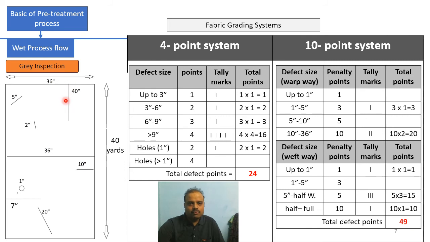So this is the 40 inch warp way defect, and the second defect here is 20 inch, right? So 20 inch and 40 inch are the 2 major defects in the warp direction. Those carry 10 penalty points, 2 tally marks. So just multiply 3 into 1 is 3, and 10 into 2, it becomes 20. Similarly, we plotted the weft way defects and marked tally marks, and ultimately the total defect points are written over here, right?